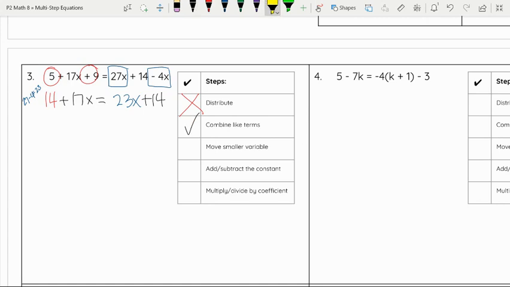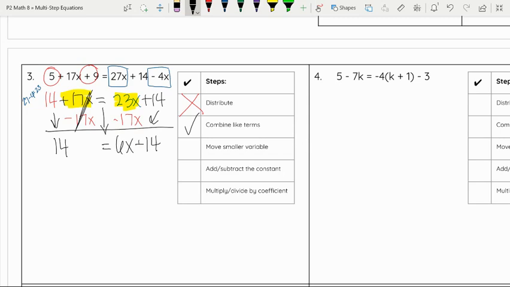Next step is to move the smaller variable. My two variable terms are 17x and 23x. So the smaller one is 17x. So the way I'm going to move that is by doing the opposite of a plus 17x, which is minus 17x on both sides. Once I do that, I can bring down whatever has not been used, bring down the equal sign. And then these cancel out, and over here I have 23 minus 17x, which is 6x.